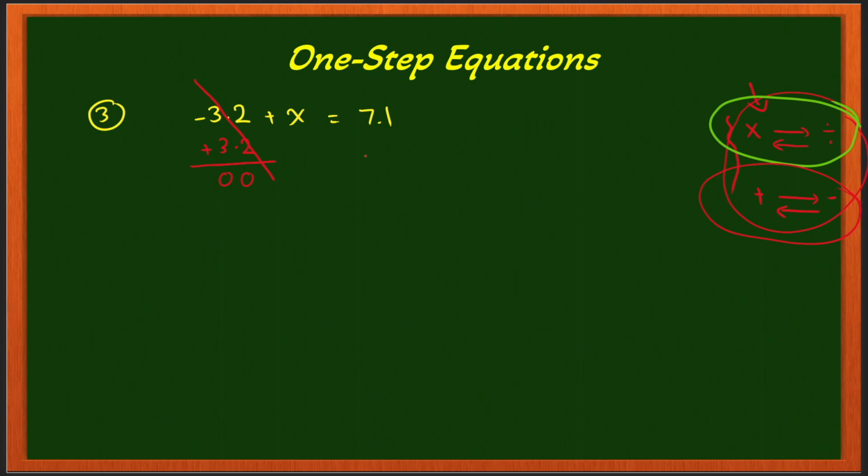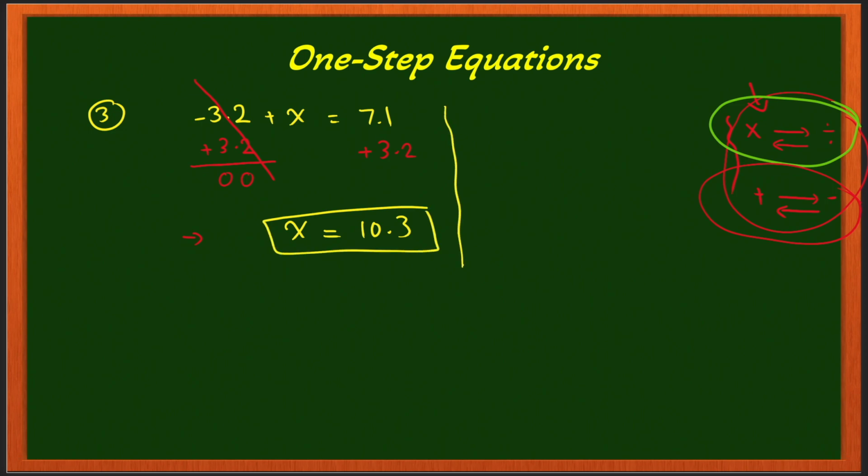And of course, you have to do the same exact thing to the right side of the equation, and you're going to add 3.2. Rewrite your equation. You're going to have x alone on one side, isolated. x is equal to 10.3.